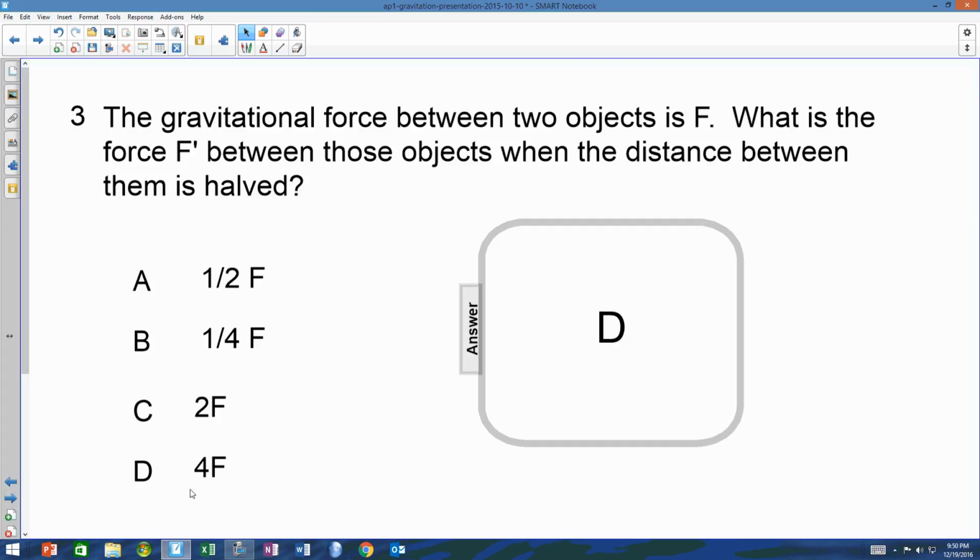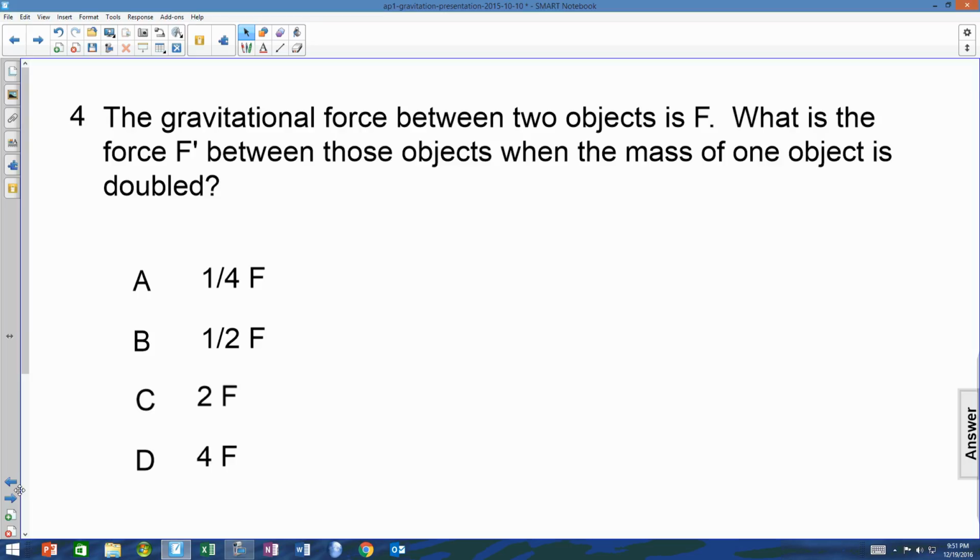Now, let me ask you this. Does 4 times F make sense? Yeah, actually it does. If I'm moving these objects closer, I'm halving the distance. So if I'm moving them closer, shouldn't my force get larger? Yes, it should. So right away I can cross out A and B. So that only leaves me C and D. You may have chosen C because you forgot to square the 1/2. So don't forget that. It's 1 over r squared or 1 over d squared.